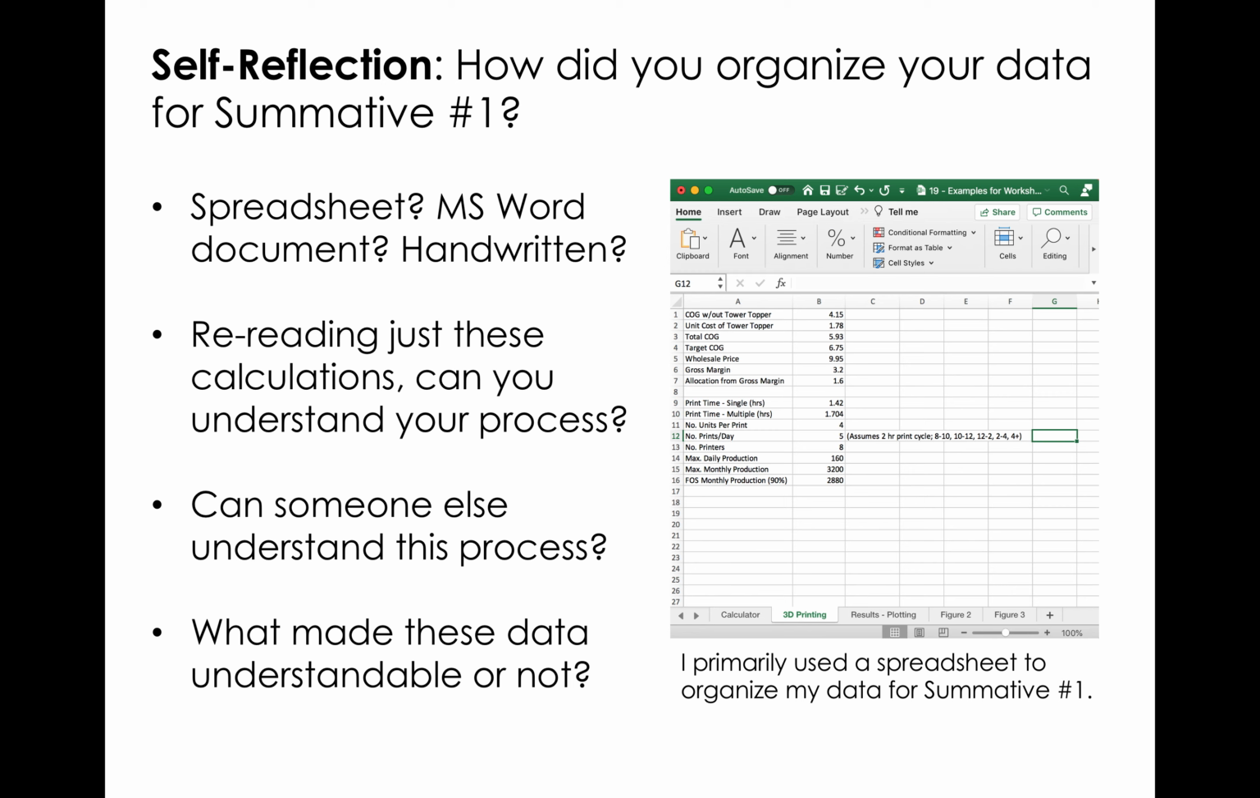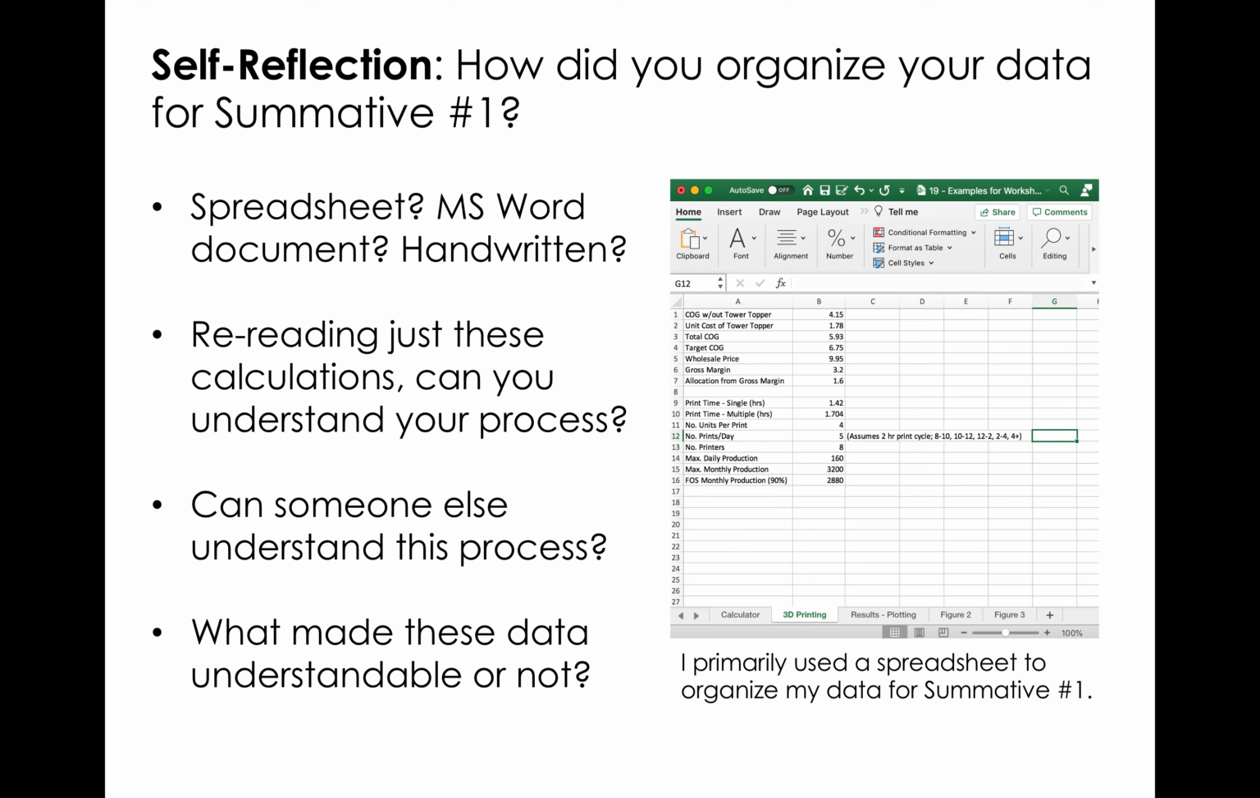So I want you to think about how you organized your data for summative number 1. So think back to summative number 1. How did you organize the data that was going into that? You had to compute the throughput on a 3D printer, okay, and then you had to come up with a production schedule. There were some calculations involved. How did you deal with those? Did you deal with them in a spreadsheet, in a Microsoft Word document? Were they handwritten? What did you do?